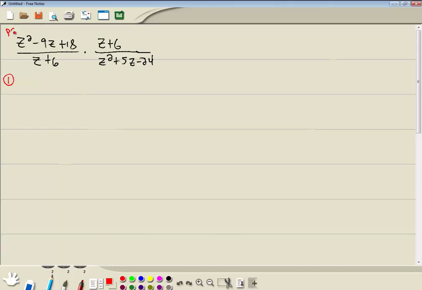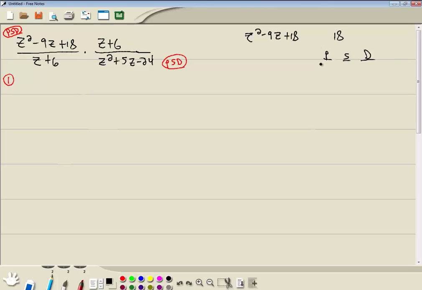Well, the top of our first fraction is a PST because we got z squared, no number in front of our z squared. And the bottom of the second fraction is also PST. Same reasoning. Z squared, no number in front of our z squared. Okay, let's first look at z squared minus 9z plus 18. Now we take the number at the end, which is 18, and we ignore signs. If that was a negative 18, we'd still just go with 18. And we'll come up with our 3 columns.